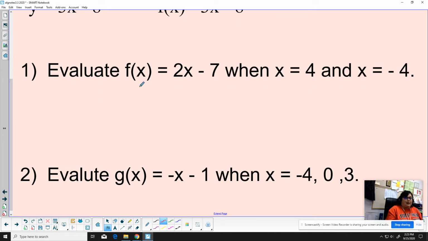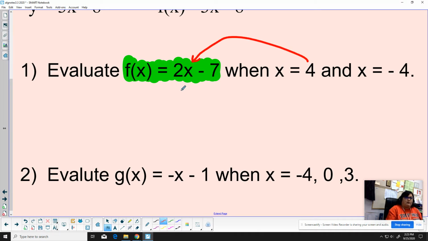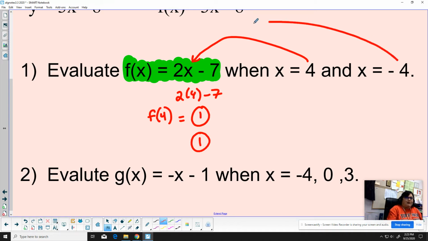So if we have this function here, f of x equals 2x minus 7, and we're going to plug in 4 for x. So we're going to put 4 in right there. So 2 times 4 minus 7 is 1. You can write it as when I evaluate f of x at 4, I get 1, or you can just write 1. Either way. Same thing for negative 4. I'm going to put it in there. 2 times negative 4 minus 7. So that's negative 15, and you can stick that right in your calculator.